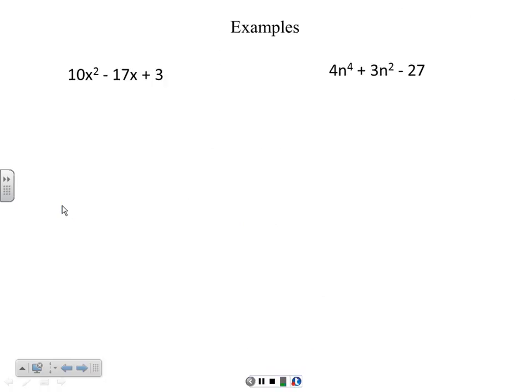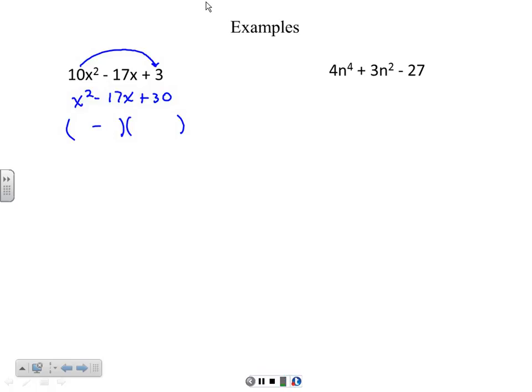Alright, so let's try again. We have a trinomial. Our leading coefficient is 10. And there's nothing that we can factor out. There's nothing in common. So what we're going to do is we're going to multiply the 10 into the 3. And so we're going to have x squared minus 17x plus 30. Alright, so let's factor this.